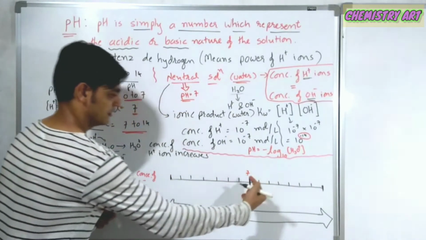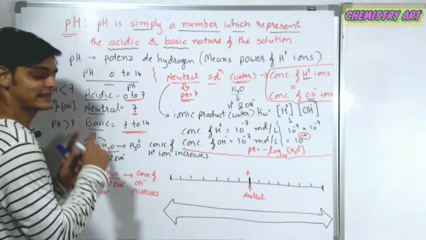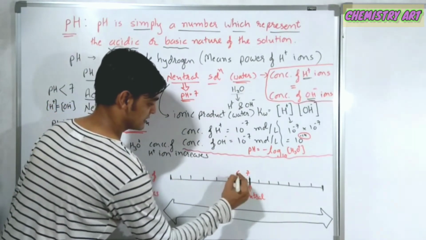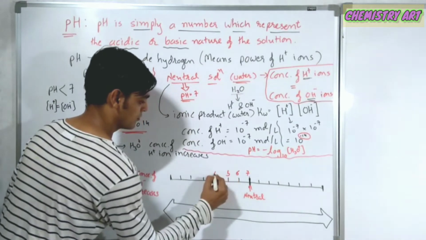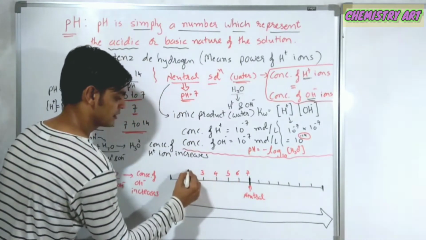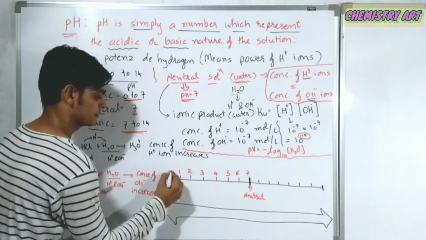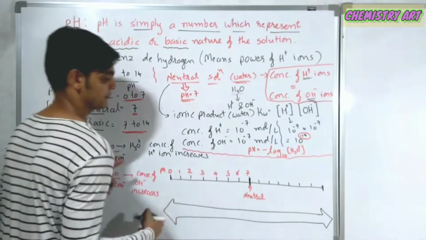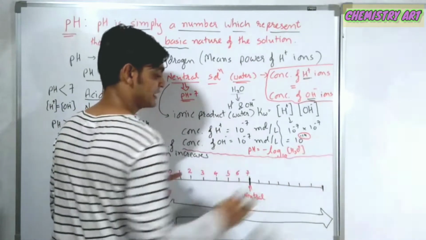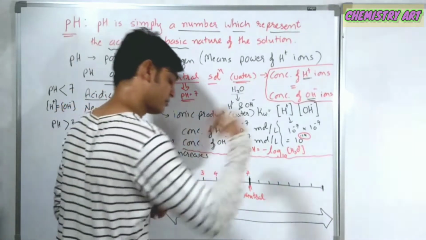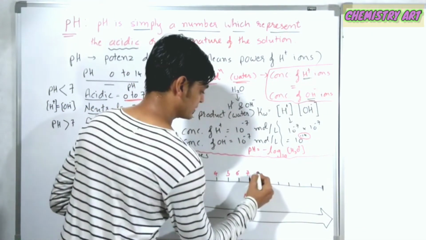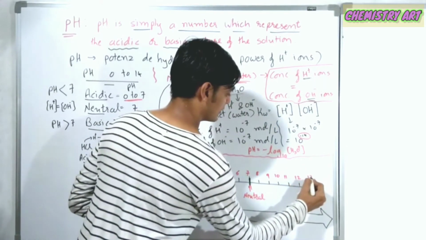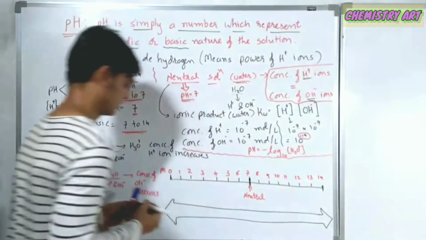Then pH less than 7 is known as acidic, so this side is the acidic medium. So 7 to 6, 5, 4, 3, 2, 1, 0. I have shown the pH here. Just like that, on that side the pH is increasing: 8, 9, 10, 11, 12, 13 and 14.